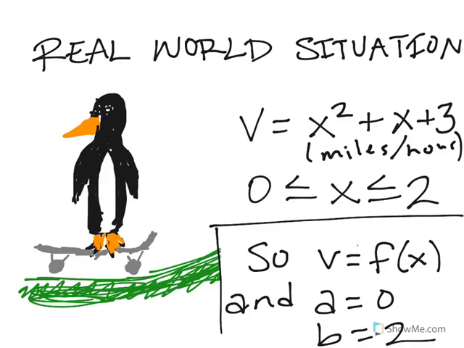So once we have that, we can start looking at real-world situations. Consider this penguin to the left, and he's skating down a hill at a velocity of x squared plus x plus 3 miles per hour, on the time interval from 0 to 2. So we know that the velocity is equal to f of x. That's going to be the function we're working with, and a equals 0 and b equals 2. Those are our endpoints.